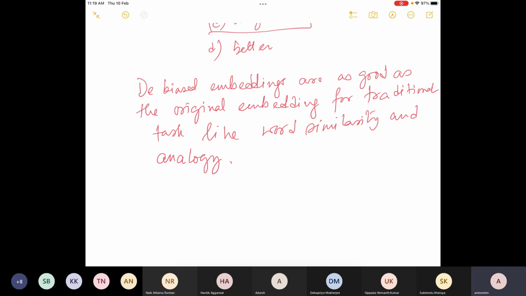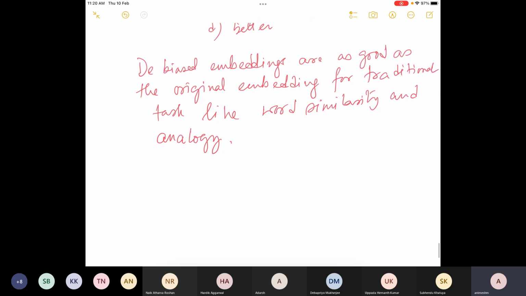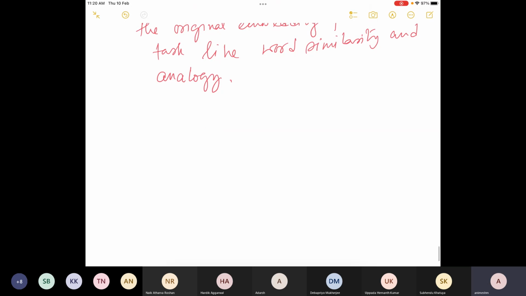Okay, so this was the first thing that they established. So the quality of the debiased embeddings has not become poor due to this debiasing algorithm. Now they have to show that they have been able to reduce direct bias and they have been also able to reduce the indirect bias.